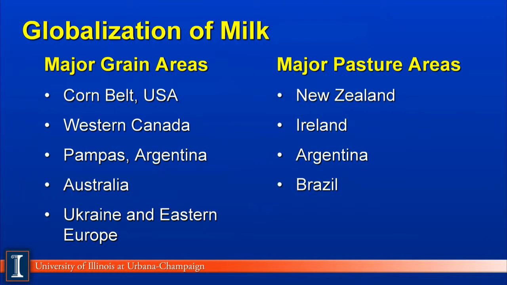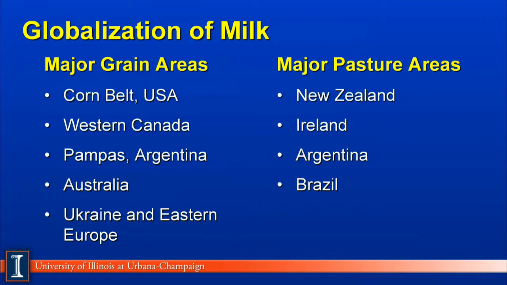Now, we might ask, where will milk production occur in the future? Two major factors will probably influence this. One, where are the major grain areas? In other words, feed resources. And you can see a very large list. Certainly the Corn Belt in the U.S. quickly comes to mind, and of course Illinois and Iowa sit right in the middle of it. The Pampas in Argentina, the Ukraine has a very large wheat belt over there in Eastern Europe, Western Canada with their massive amounts of wheat fields up in the plains, and of course Australia.